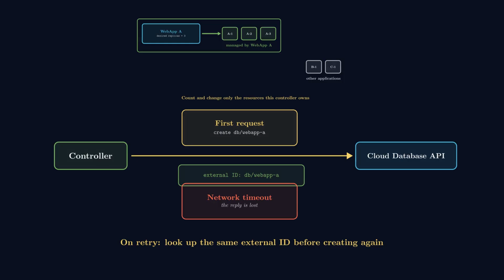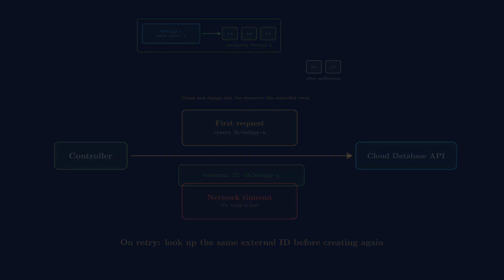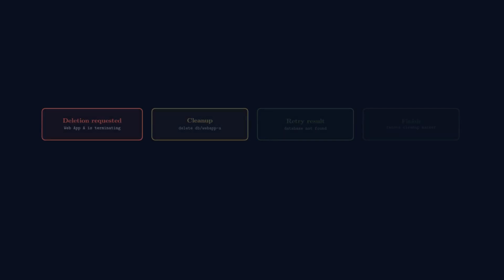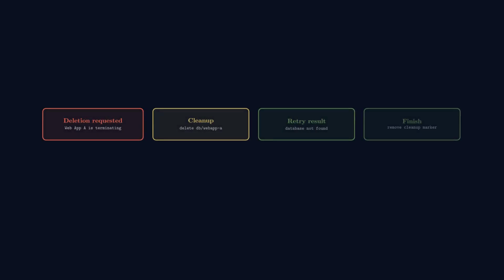The same idea applies when something is being deleted. Before Kubernetes removes web app A, the controller may need to delete the database created for it. If the cleanup is interrupted, Kubernetes may ask the controller to try again. By then, the database may already be gone because the first attempt succeeded. In that case, the controller should not treat it as a failure. It should accept that the cleanup is complete and allow web app A to be removed.